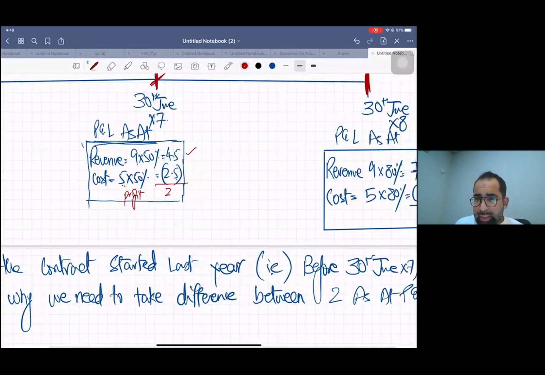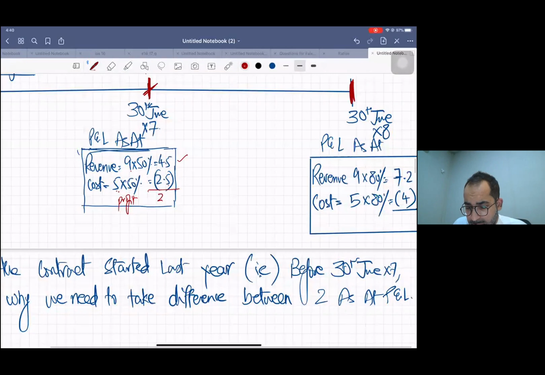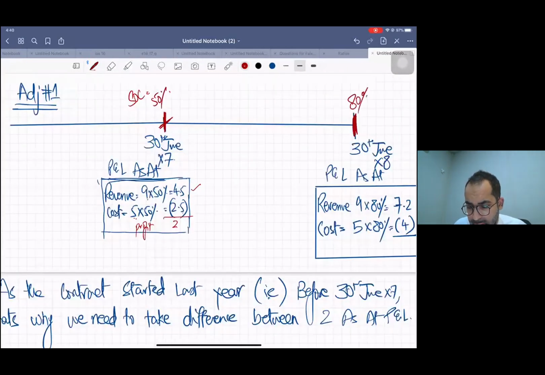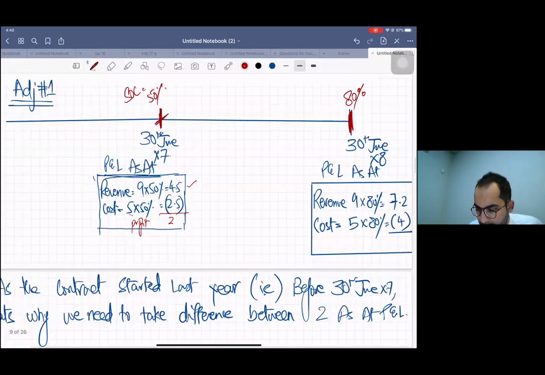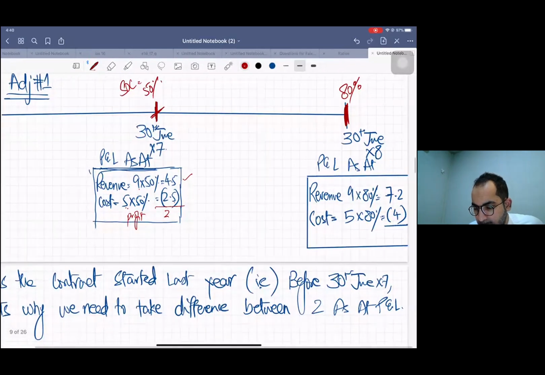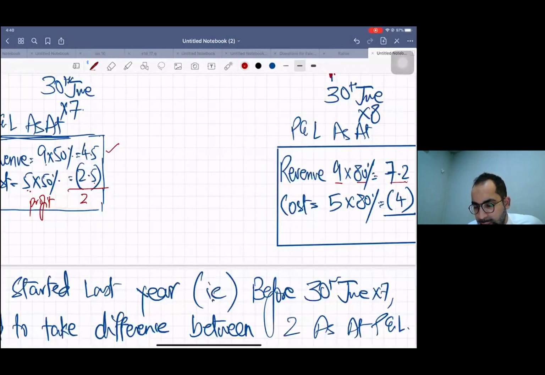By the end of this year, 30th June X8, the SOC is 80%. Now let's make the as at PNL. So this is the as at PNL. 9 millions times 80%, 7.2. And 5 million is the total estimated cost times 80% is 4. So definitely the difference is, I think, 3.2.